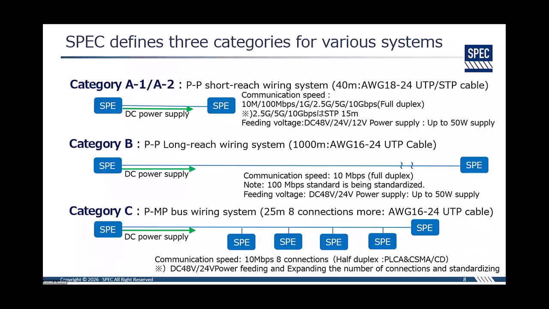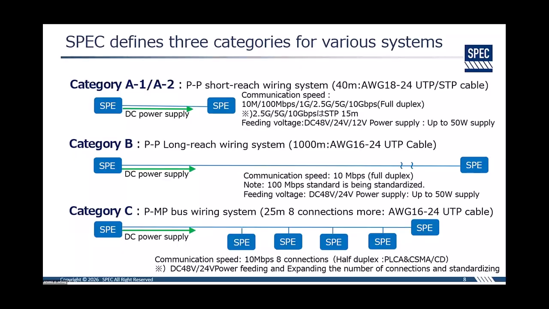To address diverse needs, SPE defines 3 main categories. Category A for short reach point-to-point system up to 40 meters, supporting speeds up to 10 Gbps. Category B for long reach system up to 1,000 meters at 10 Mbps. This is a game changer for large sites.